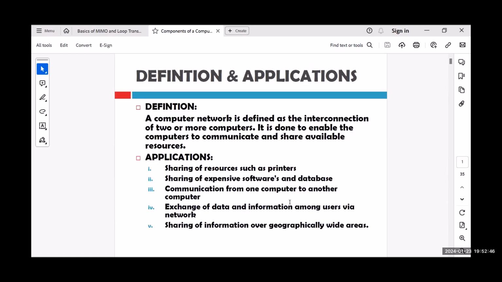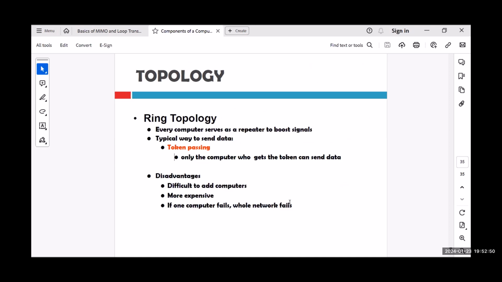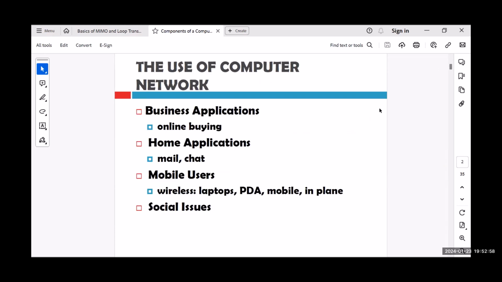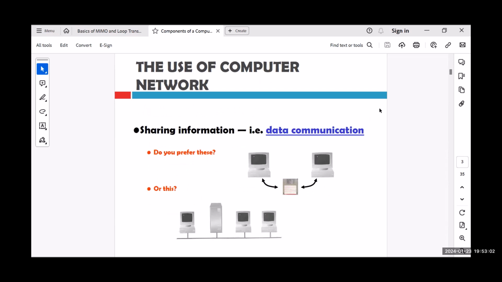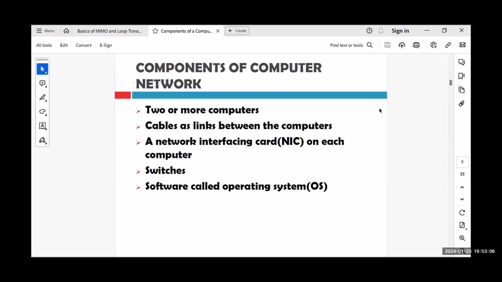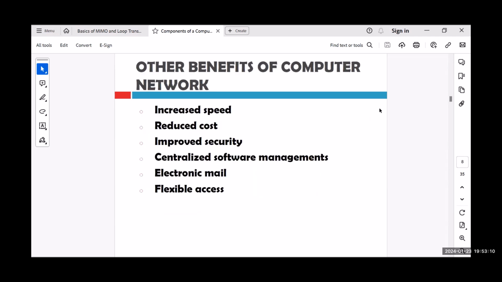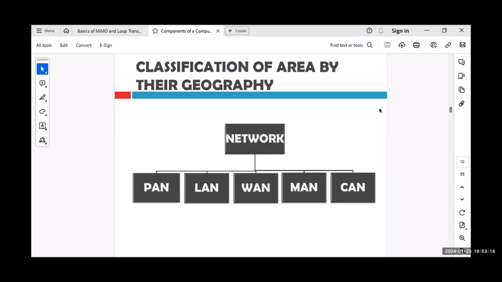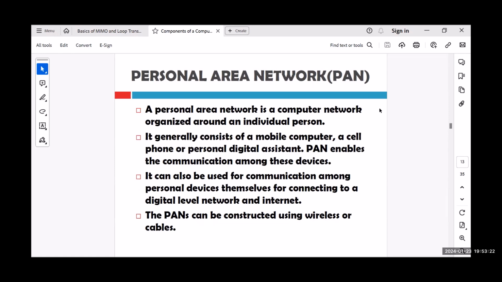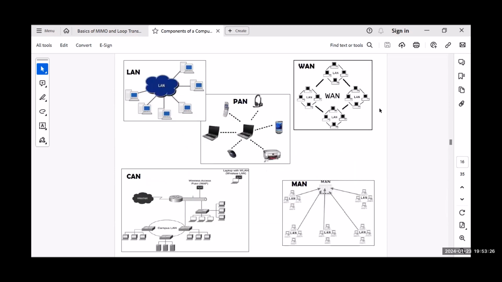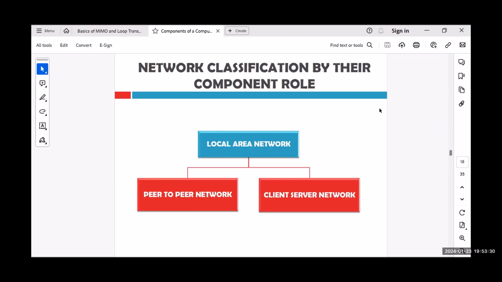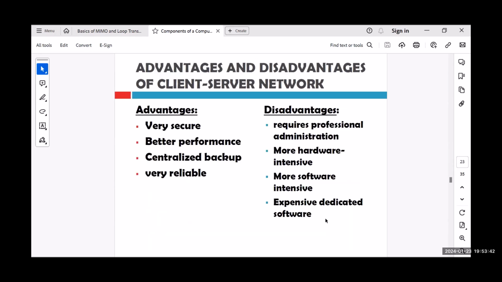That was all that was related to the components of a computer network. And we have seen, starting from the definition of the computer network and then the types of applications, some basic information related to the computer network, the components of a computer network, the benefits, types of sharing resources, some other benefits, the disadvantages, and then the classification of area by the geography: local area networks, wide area networks, personal area networks, campus area, metropolitan, and then their depiction, the differences between all these kinds of networks, then the network classification by the component role that included the peer-to-peer network and the client server network, and the details of that, advantages, disadvantages, their depiction.